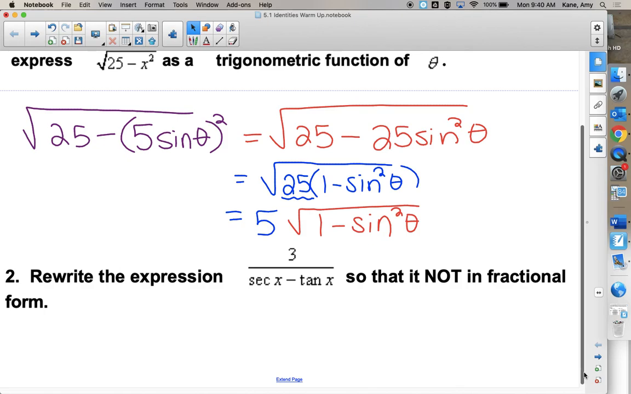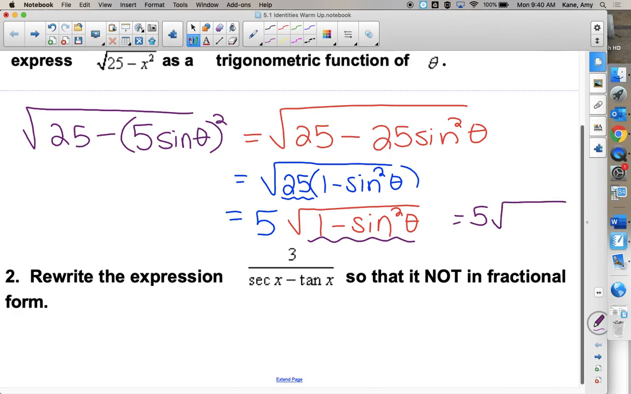It's not quite simplified yet. We still have a square root in here. We've still got 1 minus sine squared. So we can use an identity. 1 minus sine squared is cosine squared. So now we have 5 and then the square root of cosine squared. And the square root of cosine squared is just like the square root of x squared. They cancel. And you just get 5 times cosine. So now we have 5 times cosine.